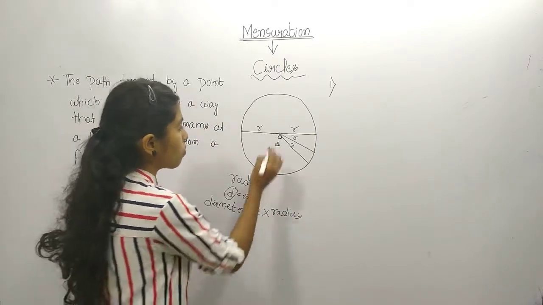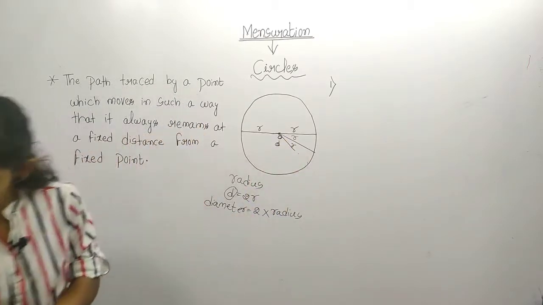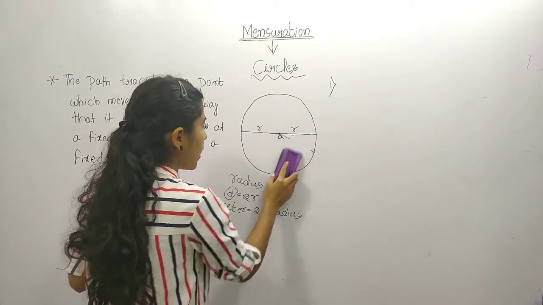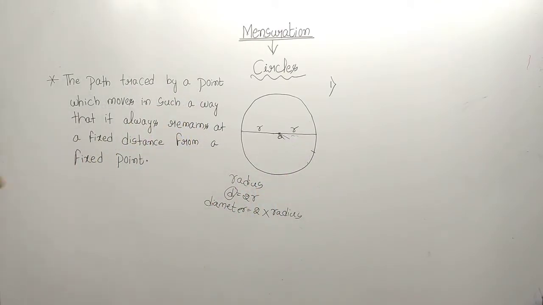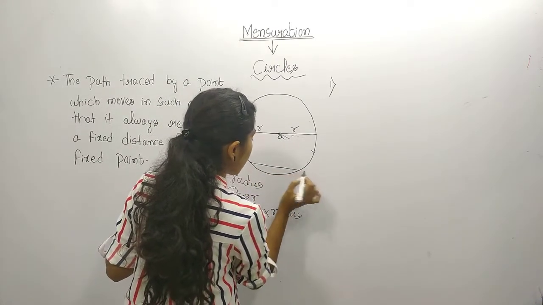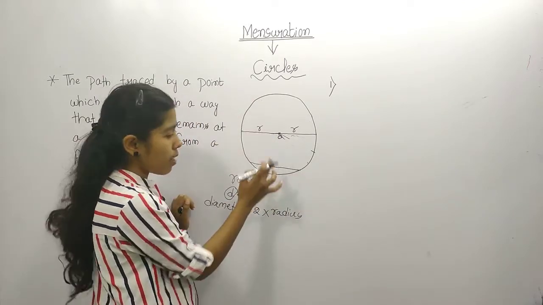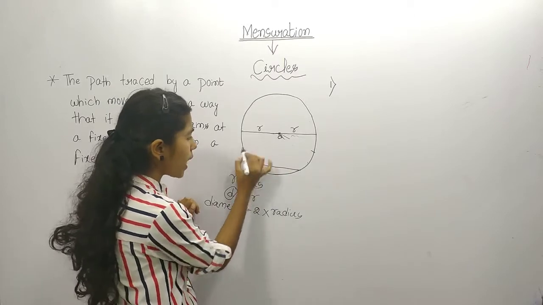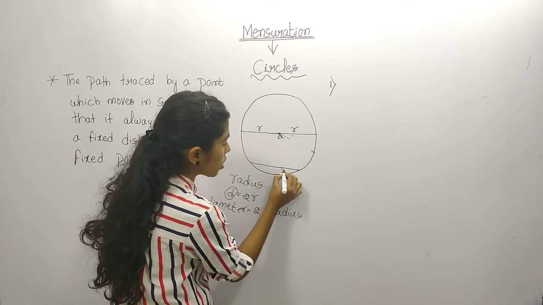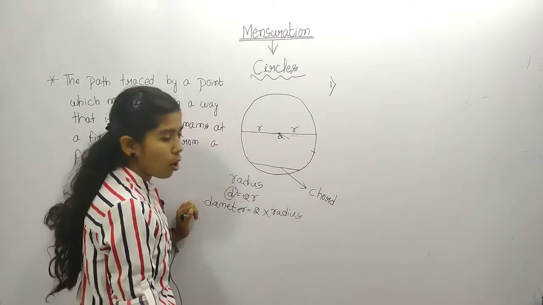Okay, radius over, diameter over. Now you see, what is this line? Can anyone tell me what this line is? Here I have not drawn this line from the center. From anywhere in a circle you can draw a line. So what is it called? It is called a chord of this circle.